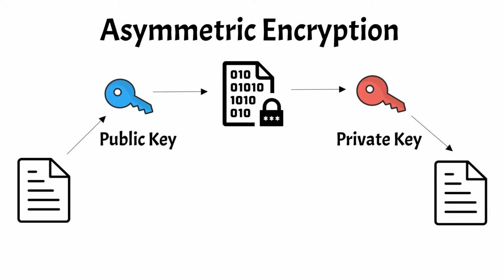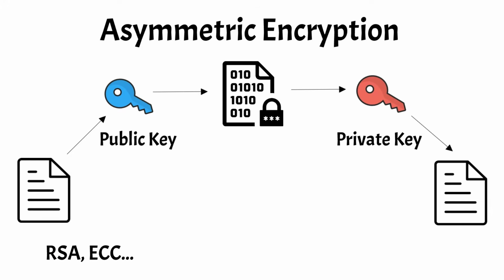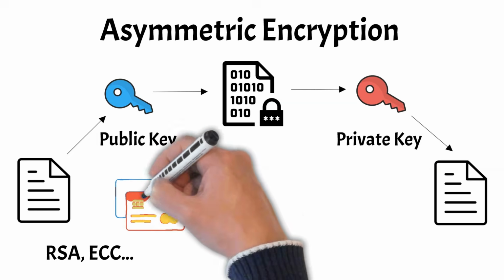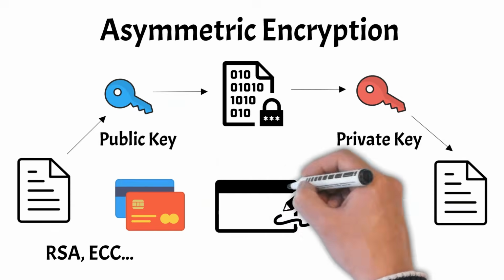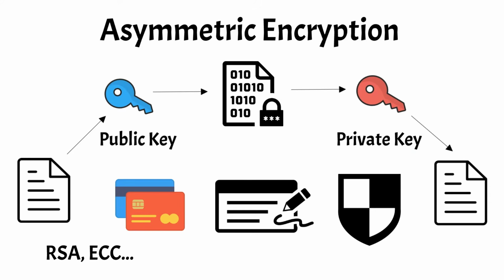Asymmetric encryption enables secure exchange of sensitive information over insecure channels, such as the Internet, without the need for prior key exchange. Popular algorithms include RSA and elliptic curve cryptography, ECC. While slower than symmetric encryption due to complex computations, asymmetric encryption plays a crucial role in securing online transactions, digital signatures, and establishing secure communication channels between parties who have never met or exchanged keys before.